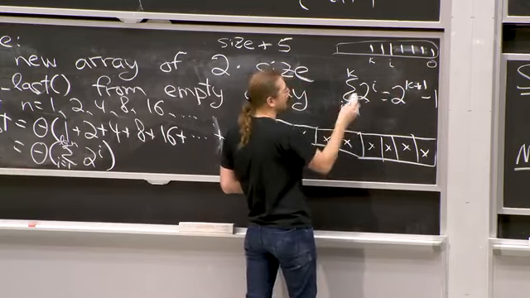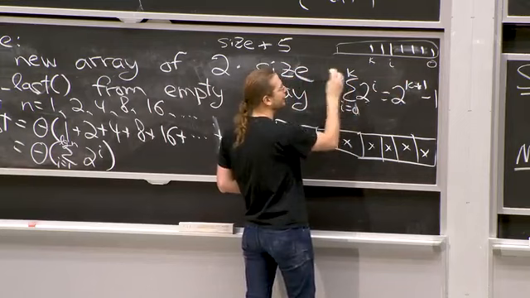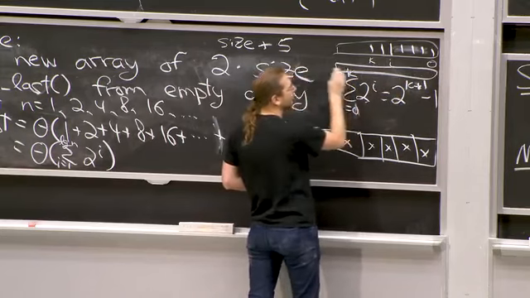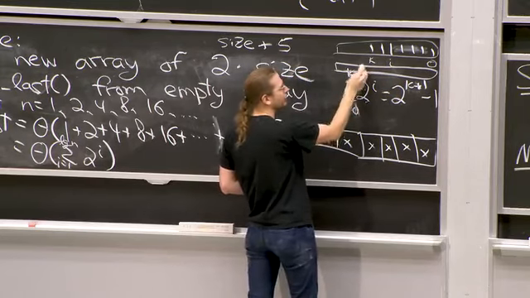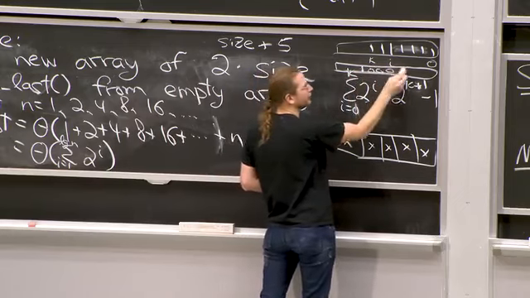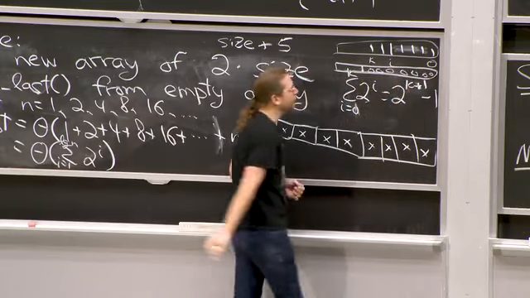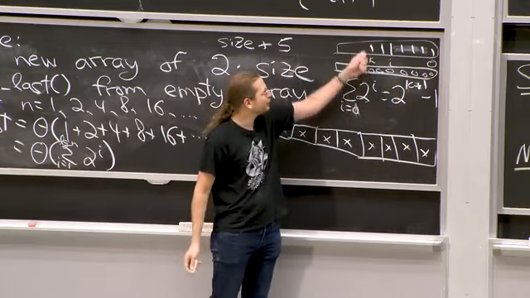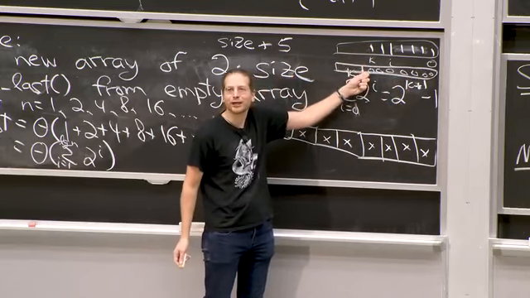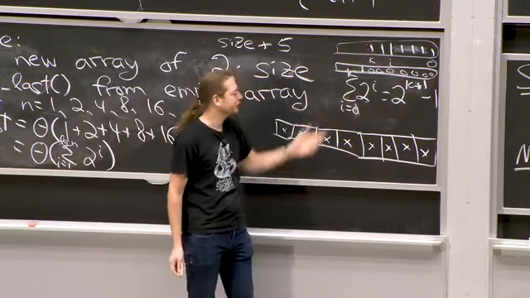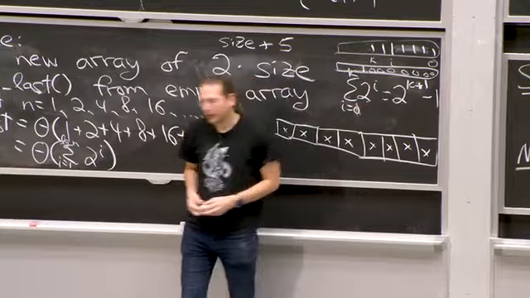So that's the left-hand side. The right-hand side is 2 to the k plus 1, which is a 1 here, and the rest zeros. So if you know your binary arithmetic, if you add 1 to this, you get this. Or if you subtract 1 from this, you get this. Okay, this is why this identity holds.